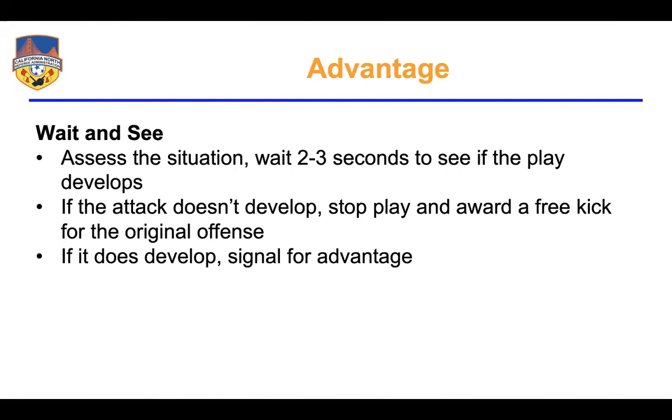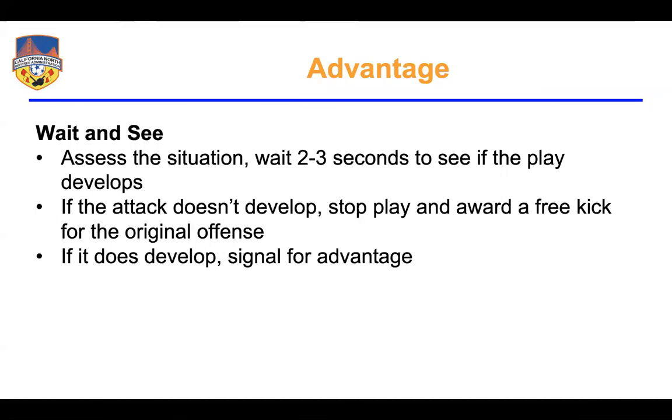You can pause for a moment, wait and see what happens with the next couple touches of the ball. And if it looks like the attack's not going to develop, go ahead and blow the whistle and award a free kick for that original offense back at the place that it happened. So if you wait and see a little bit and then you decide to blow the whistle and they've moved the ball 10 yards up the field, but advantage doesn't develop, we want to go back and take the free kick back at the original spot of the foul. If it does develop after you've waited a couple of seconds, that's when we want you to signal for advantage.